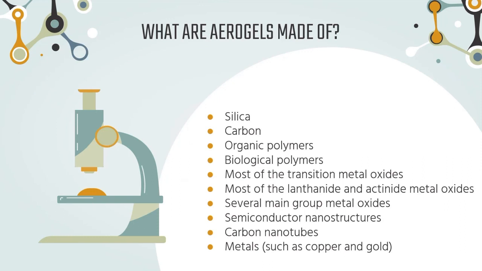They can be made from various materials, including silica, carbon, organic polymers, biological polymers, most of the transition metal oxides, for example iron oxide, most of the lanthanide and actinide metal oxides, several main group metal oxides, semiconductors, nanostructures, carbon nanostructures, and metals such as copper and gold.